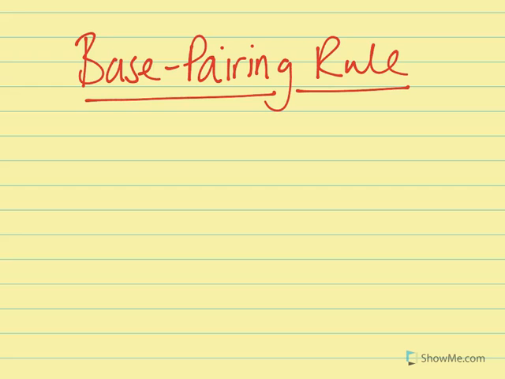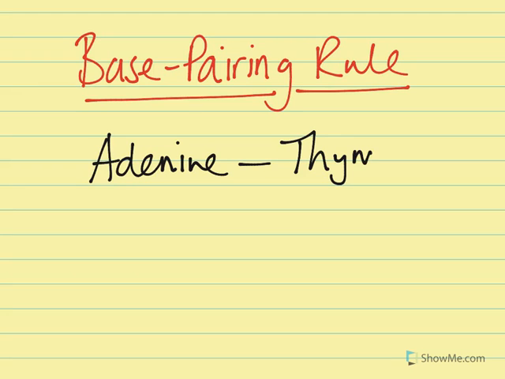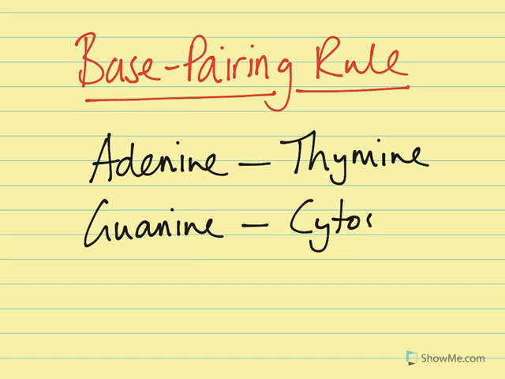Finally, if we have a look at how those bases pair up together, it is like so. Adenine will pair up with thymine, and guanine will pair up with cytosine. This is the base pairing rule, and of course it can be expressed either using the full names or as A, T, G, C, like so.